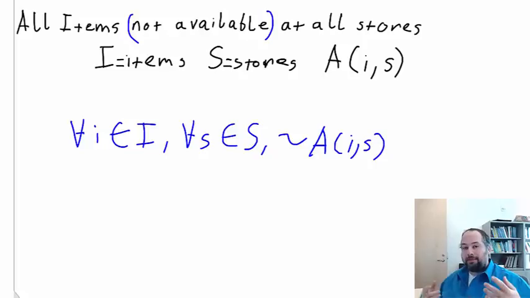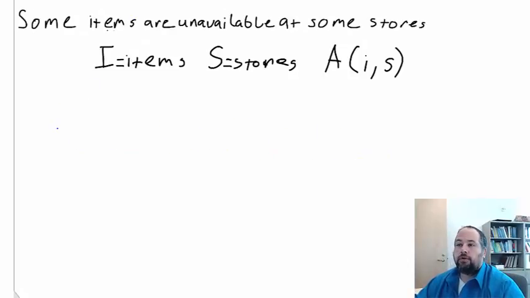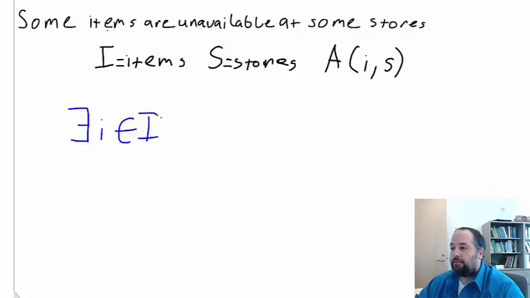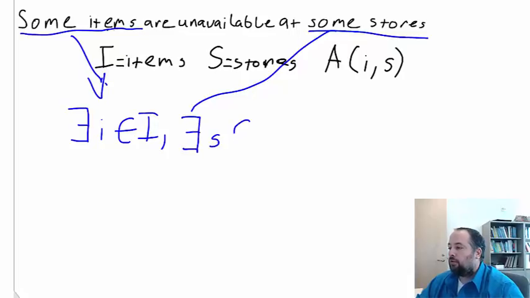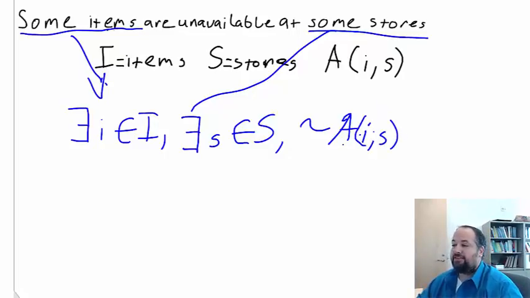So what did they really mean? Well, they probably meant that some items are not available at some stores, right? How can we write that in predicate logic? Well, some items means that there exists items I in the set of all items, and some stores means there exists stores in the set of all stores such that our function A of I, S, that is the function that says the item is available at the store, is not true, right? That's what we meant to say.